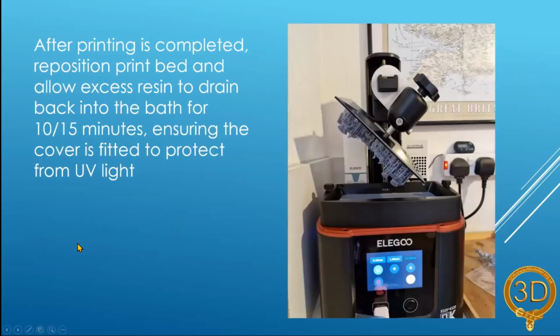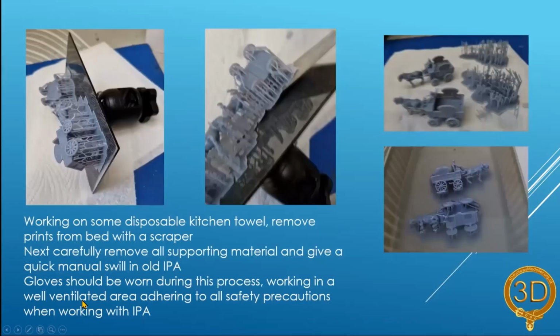Now after printing is completed, I quickly take off the cover, the red cover in this case. I raise the bed, and I've got a little plastic thing here which allows me to take the bed off the bracket, rotate it through 45 degrees, put it back on again, put the red cover back on, and leave it for 10 to 15 minutes so what surplus resin is on there can drain back in the bath. Sorry about the quality of some of these now.